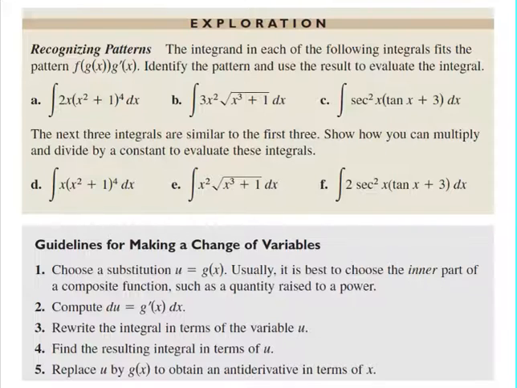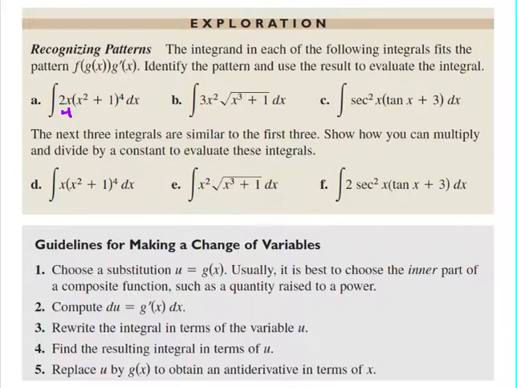If I look at letter A, the directions say the integrand in each of the following integrals fits the pattern f of g of x times g prime of x. So basically, f of u du is what that represents. Identify the pattern and use the result to evaluate the integral. So what I'm going to have to do now is identify u and du. Remember, du is the derivative of u. In letter A, what do you think you're going to let u equal? x squared plus 1. Very good.